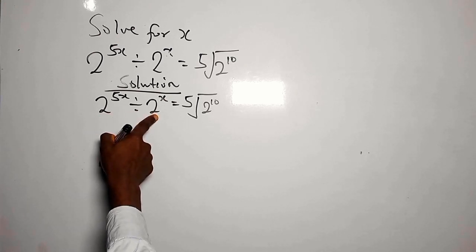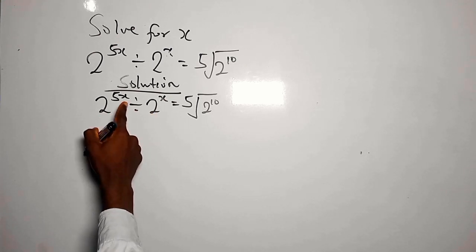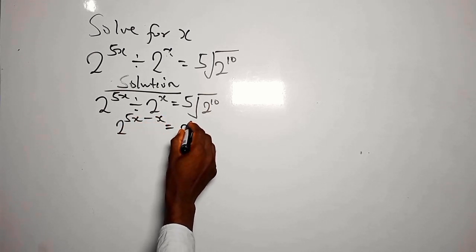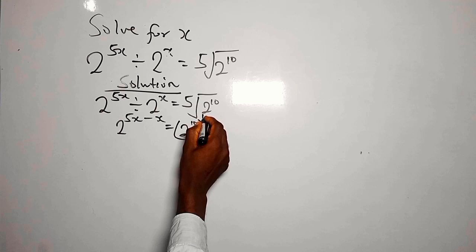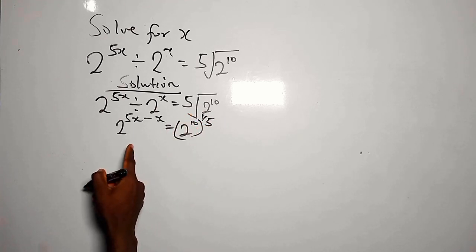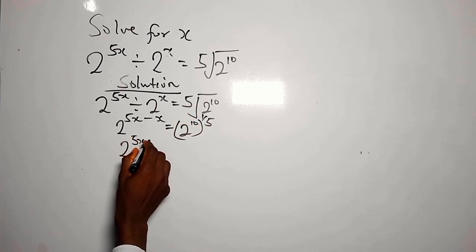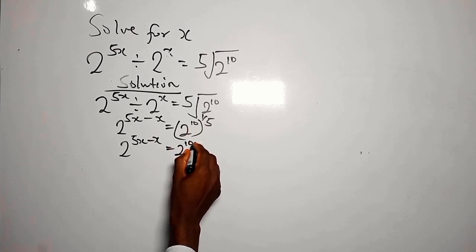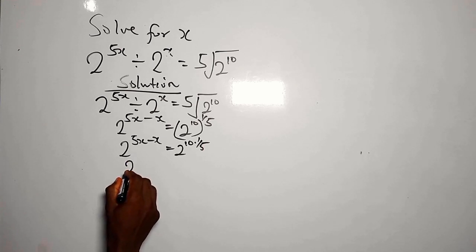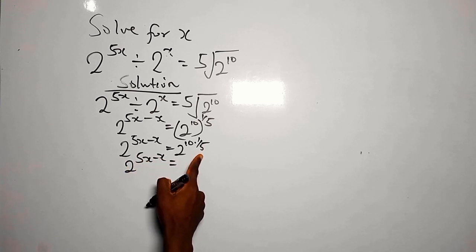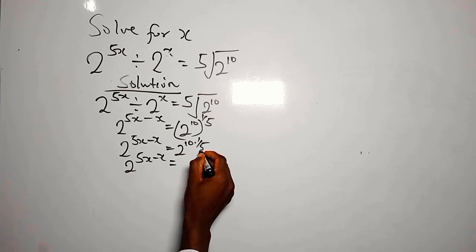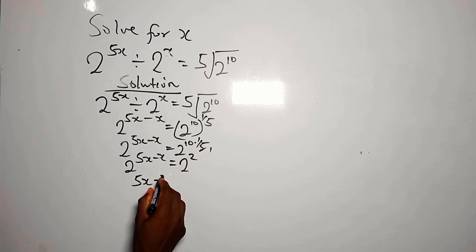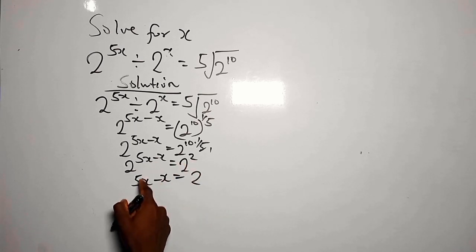By the law of indices, when dividing the same base, we pick out one base and subtract the powers. So we can write this as 2 raised to power 10, everything raised to power 1 over 5, the same thing as this. Here we have 2 raised to power 5x minus x equals, applying the exponent rule, 10 times 1 over 5. Simplifying, 5 in 10 is 2, so we have 2 raised to power 2. So here we have 5x minus x equals 2.